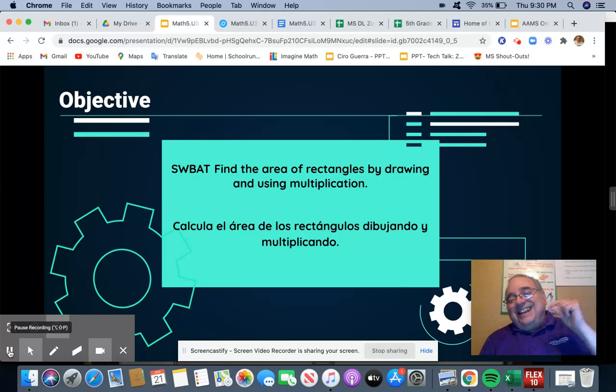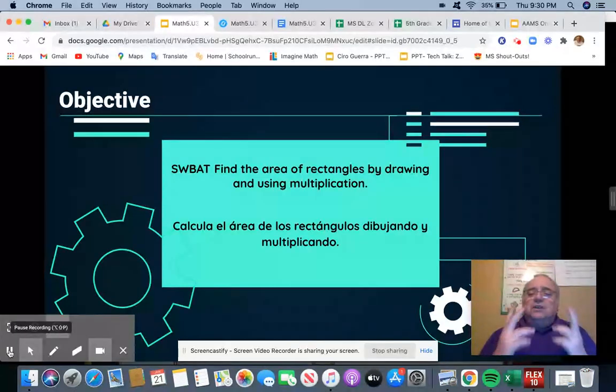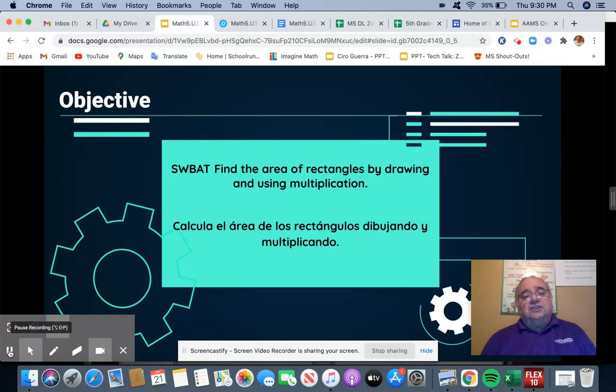Excellent, excellent, excellent. Thank you for reading so well. Great orators. That means you're going to be great speakers. Thank you for the loud voice and the confidence. Scholars will be able to find the area of rectangles by drawing and using multiplication.